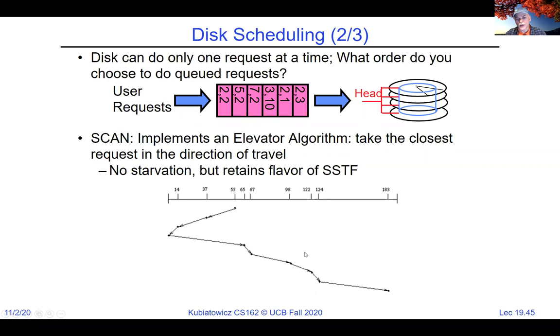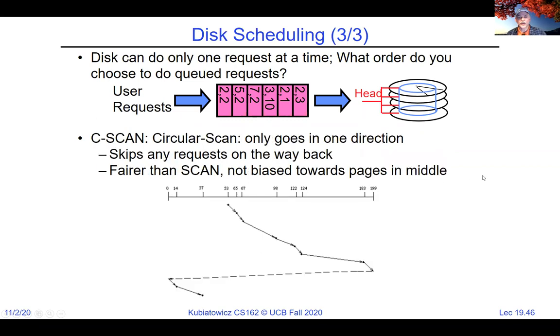Now, one of the things we might worry about is that this has a tendency to favor tracks that are in the middle, because we're going out and coming back in, and a lot more time is spent on the inside. So there is something called circular scan, which is nominally a little better, where we always service going in one direction, and then we have a very quick spin back to another place and go out. Okay, so that's the circular scan, or C-SCAN. Questions?